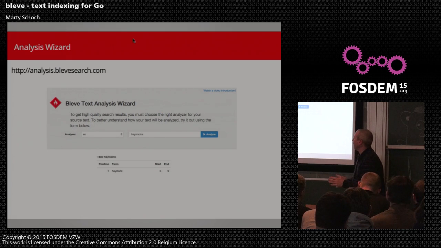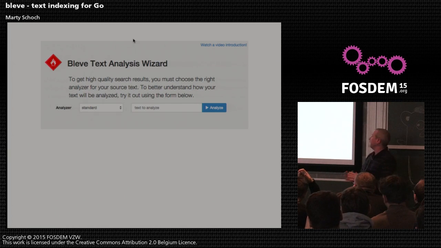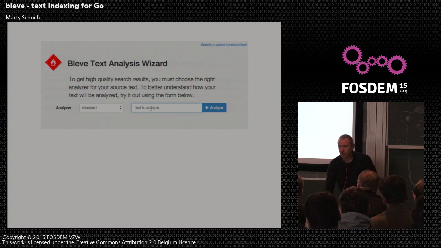Now I do want to mention this: getting this analysis right is the most important thing. With that in mind, we created a tool we call the bleve Text Analysis Wizard. It's hosted on the internet, so you can go right to it. You don't have to install it and run it. This lets you see how your text is going to end up in the index.